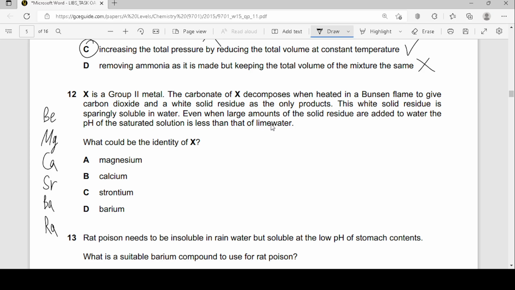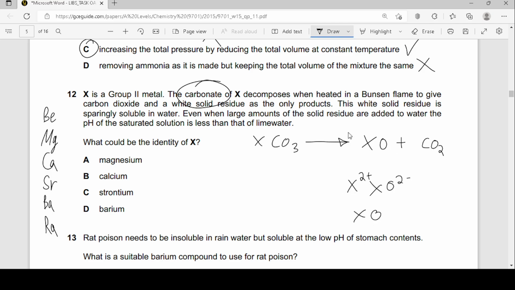Just carbon dioxide and a white residue. The white solid residue: if a carbonate is decomposing, for example a random XCO3, then XCO3 decomposes when heated to give XO plus CO2. Because in group 2 you have X2+ and O2-, that means you get XO. So XO plus CO2, and if I balance this out, 1 X, 1 C, and 3 O, it's already balanced.